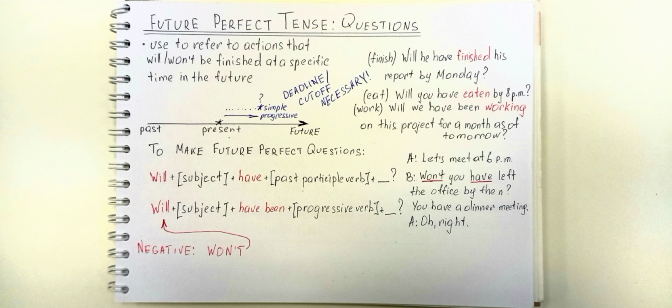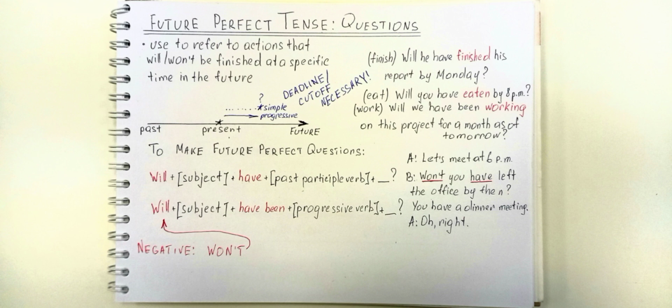So we will say either yes, his report will be finished by Monday, or no, his report will not be finished by Monday. So will he have his report by Monday? He will have or he won't have. Okay, let's move along. Will you have something by 8 p.m.?